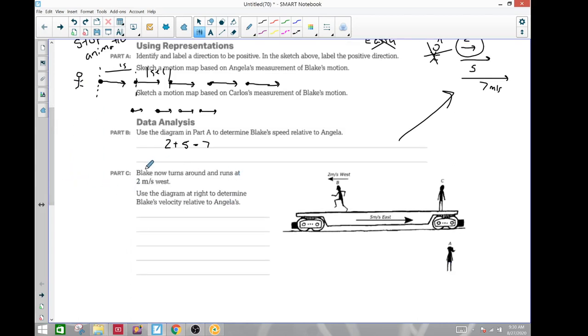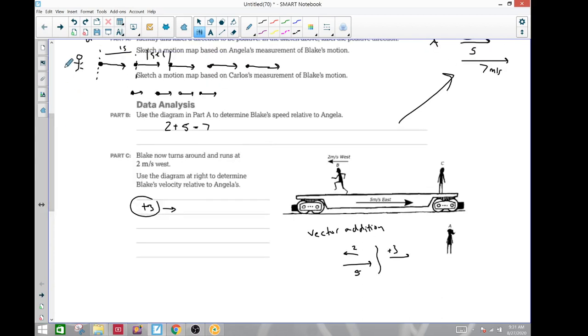Blake now turns around and runs the other way. Okay. Use the diagram at the right to determine Blake's velocity relative to Angela. Okay. So now, this really is primitive vector addition, really what this comes down to. So I have a vector going this way now at 2, and they're changing things up a little bit. So I have a vector going this way, that's 5. And to add them up, they're going to cancel, and my net vector is just this way at 3. Okay. So you can write down, use the diagram to determine that, and it would just be plus 3. You can see my work in the bottom right-hand corner.